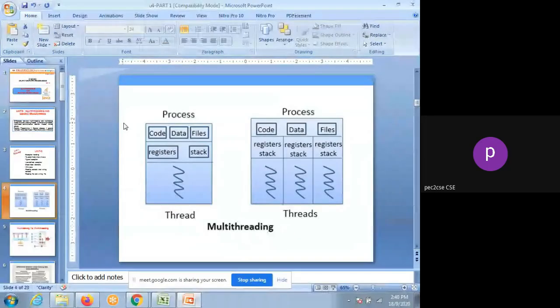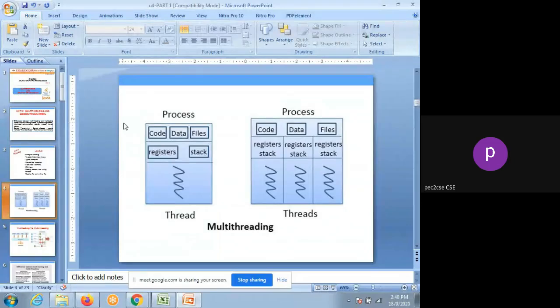Is there any doubt? Ma'am, whenever we are using a text editor, if we are visiting some other websites also, does that also come under this multi-threading? Multitasking. That is multitasking.